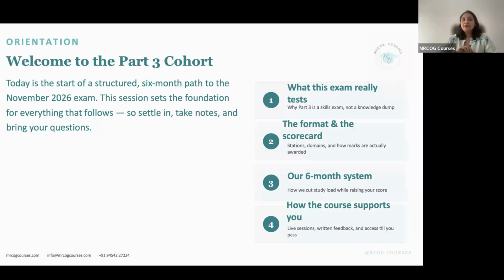Today is the start of the structured 6-month path to the November 2026 exam. And this session really sets the foundation of everything that follows. So settle in, take notes, and bring your questions.